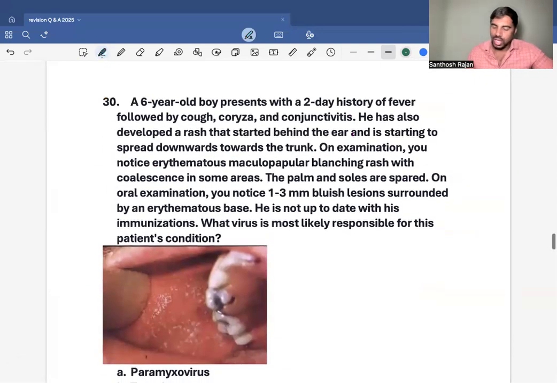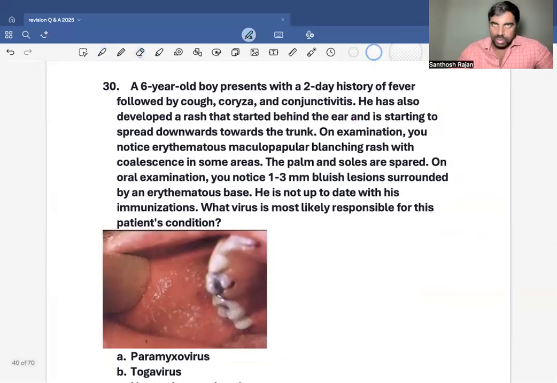Okay, now next question. Another important question. Topic important. You can see here a 6-year-old boy presents with a 2-day history of cough, coryza, conjunctivitis. The 3 C's are there. Then he has also developed a rash starting behind the ear. Behind the ear already gives you a clue. You should always think what? Measles.